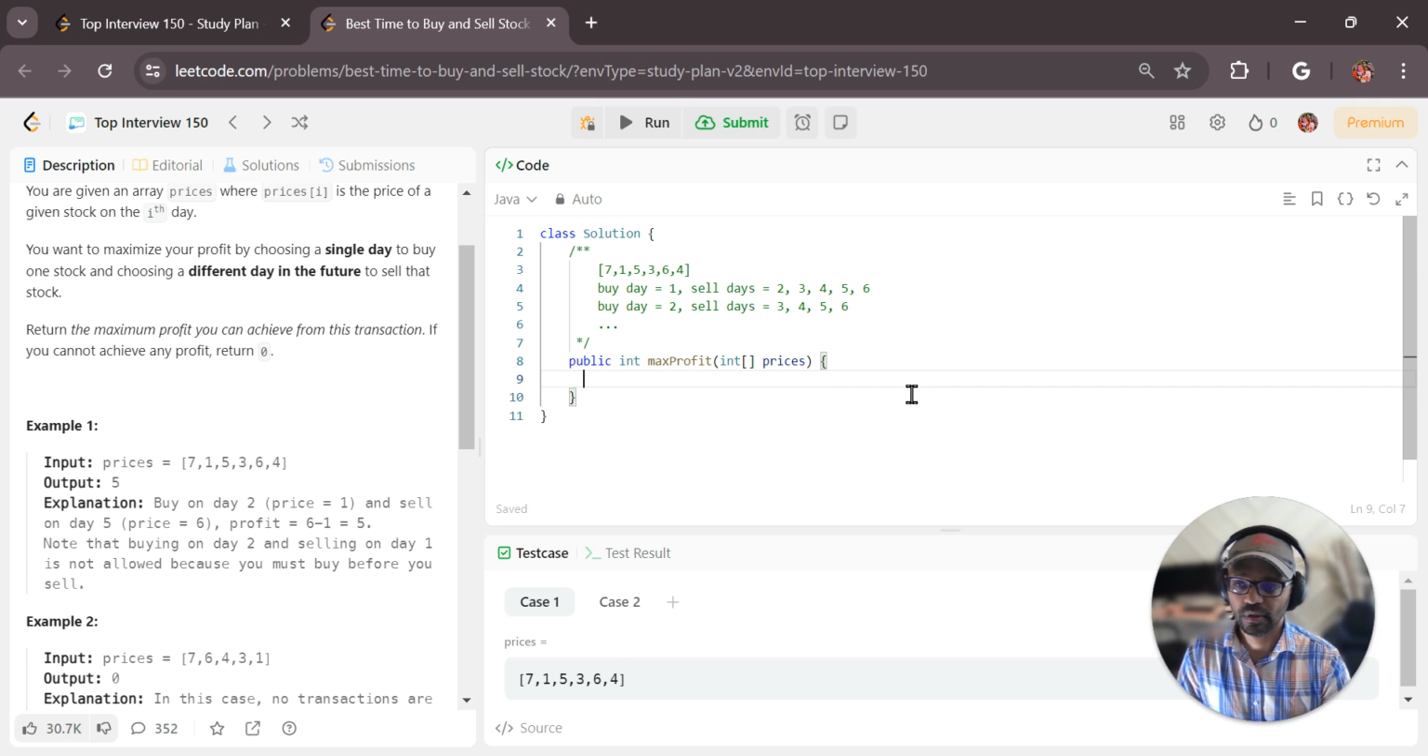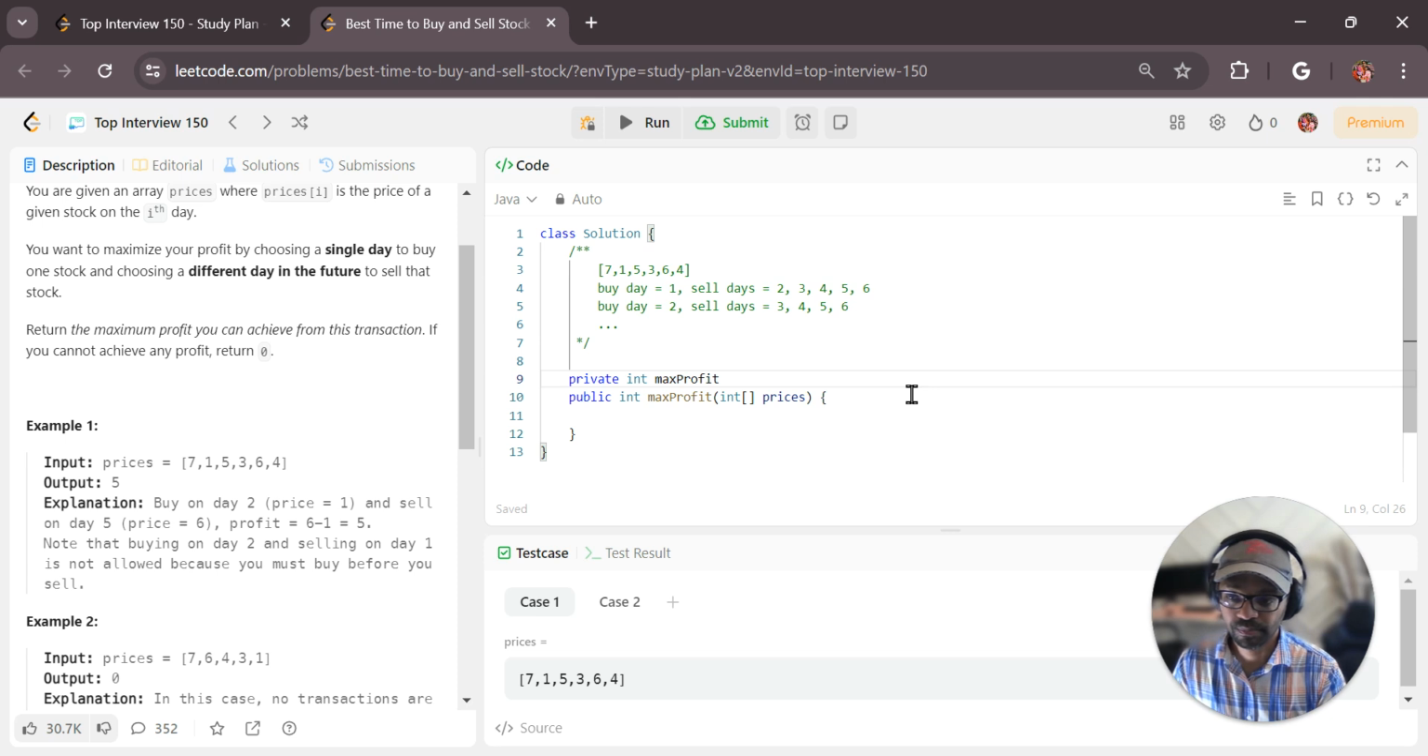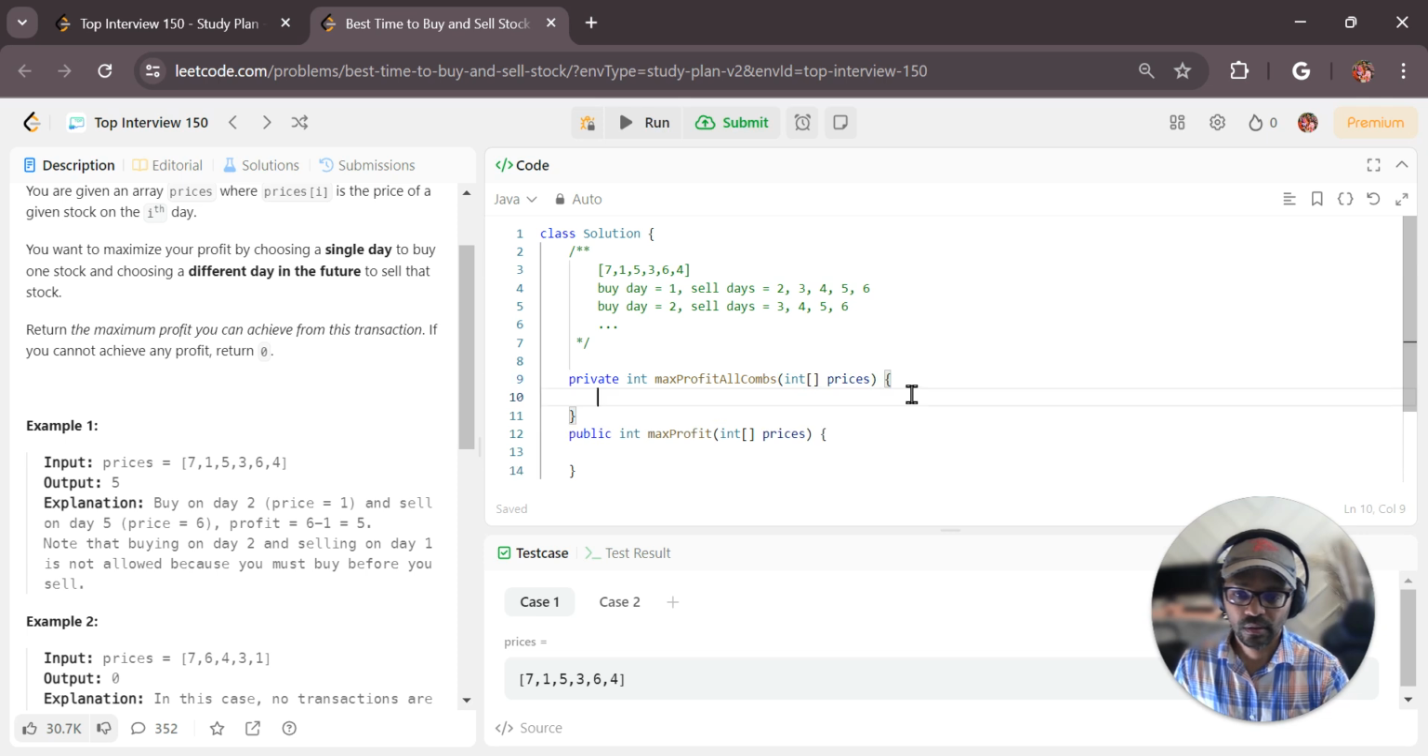Very straightforward. This solution pattern will appear in a lot of array problems, but will most likely not be the most efficient way to solve it. In this case also, it doesn't seem to be the most efficient way. But since this is the first time we are doing such a problem, I do want to implement that reasonably quickly, just so that we can compare and contrast that approach with the more efficient approach. So let's call this max profit all combs, and try to quickly code that.